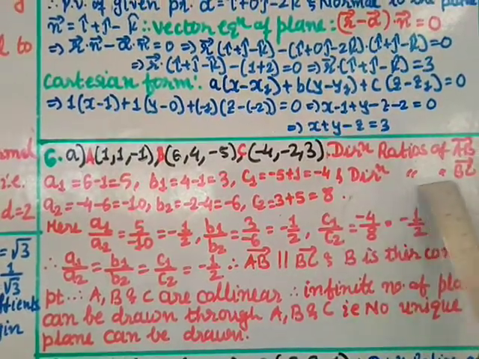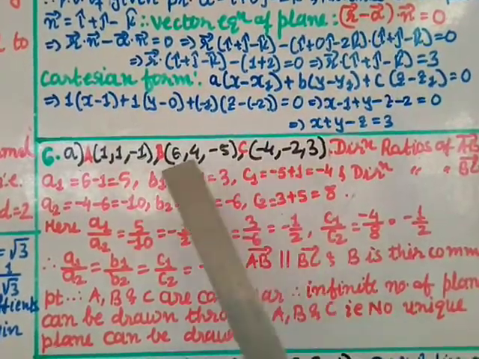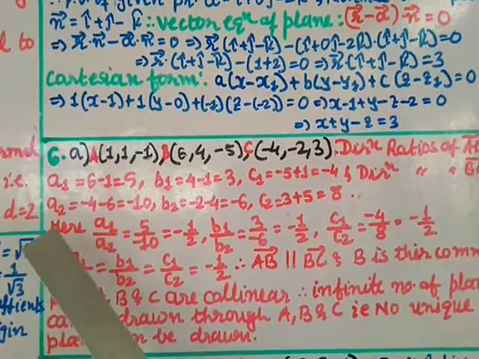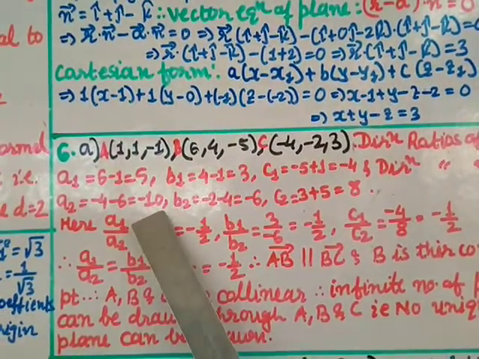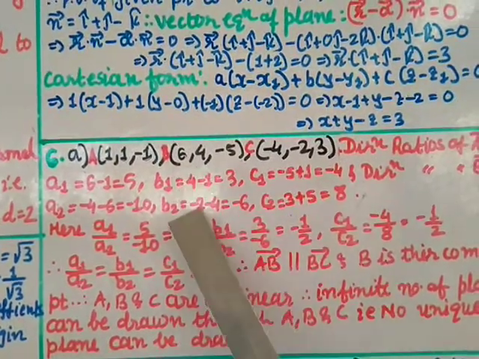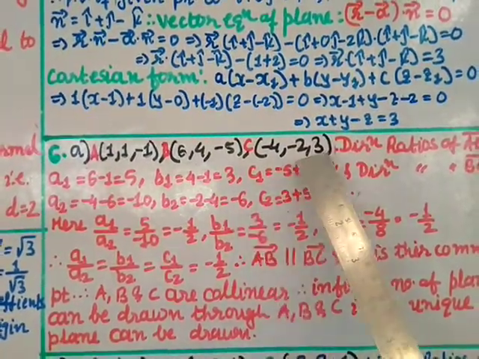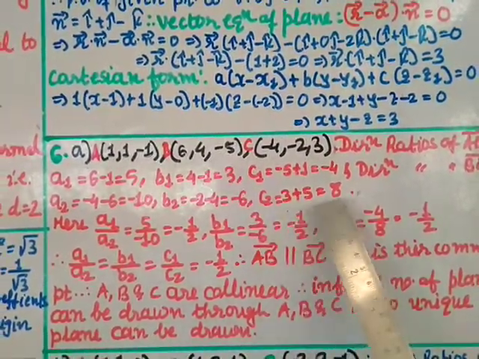Now the direction ratios of BC, for these 2 points, you call them A2, B2, C2. So A2 is -4 minus 6, which gives you -10. B2 is -2 minus 4, that gives you -6. And C2 is 3 minus (-5), which gives you 8.